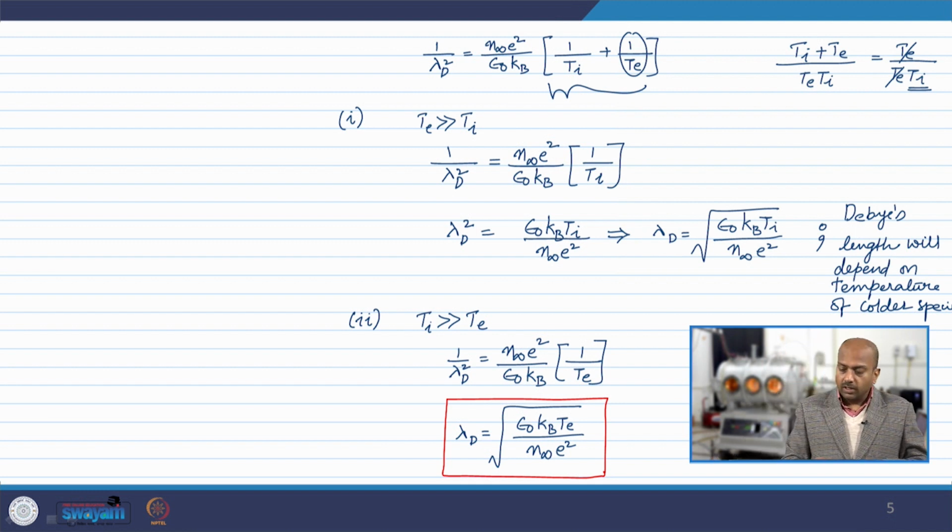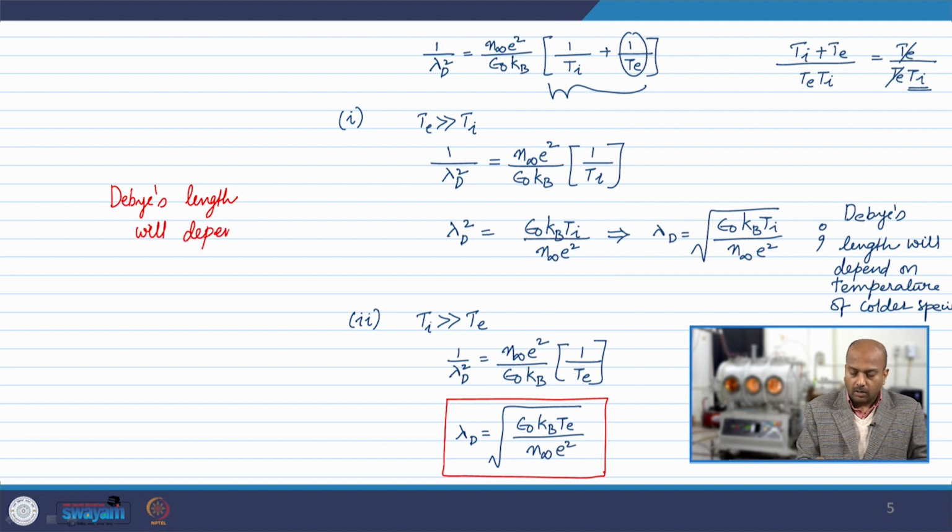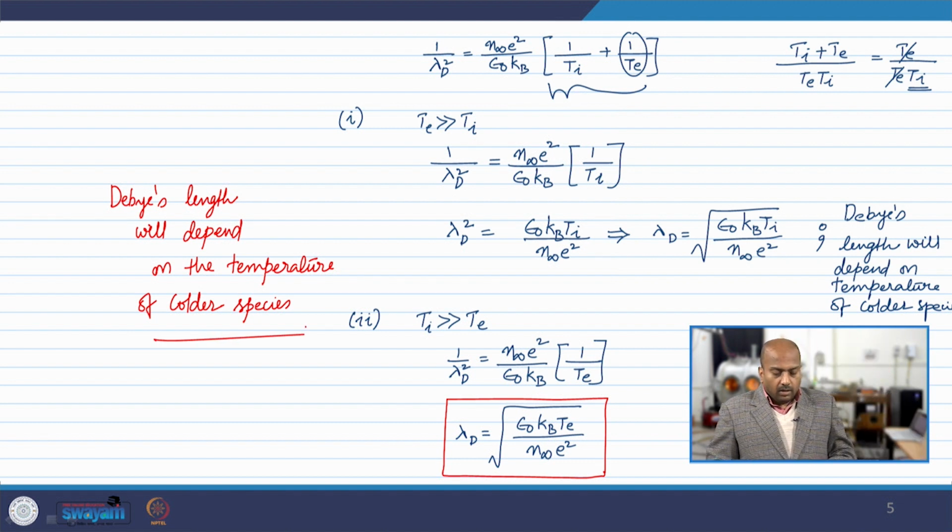So, I will write the conclusion here. So, the conclusion is Debye's length will depend on the temperature of the colder species. Okay. Right.